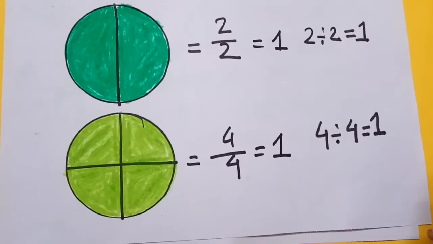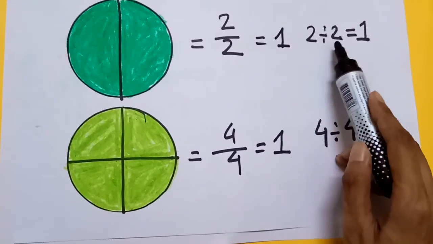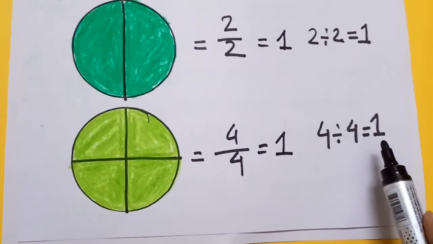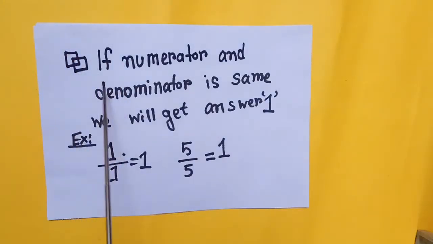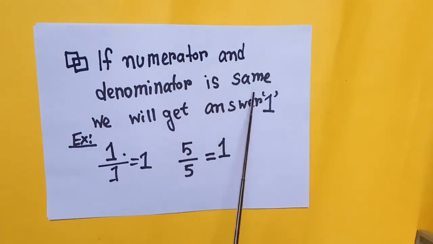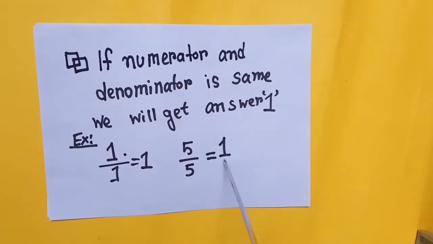We know a fraction is one kind of division. That's why we can write 2 divided by 2 equals 1 and 4 divided by 4 equals 1. The first rule is: if the numerator and denominator are the same, we will get the answer 1. It means the upper number and the lower number. If we get the upper and lower number the same, the answer will be 1. Here 1 by 1 equals 1, 5 by 5 equals 1.